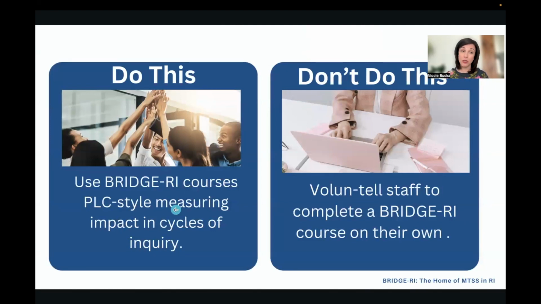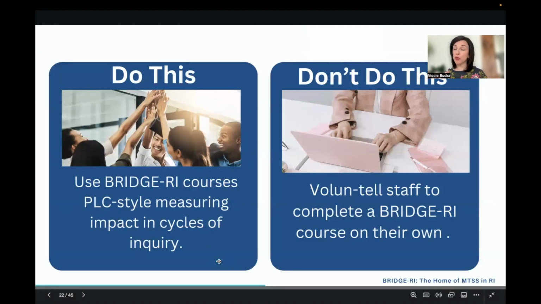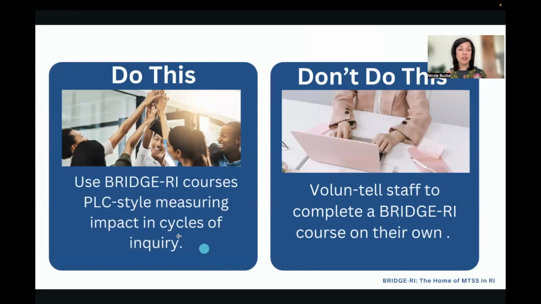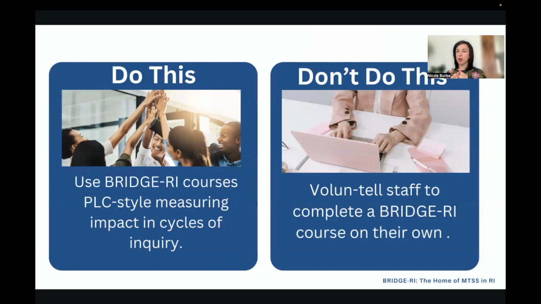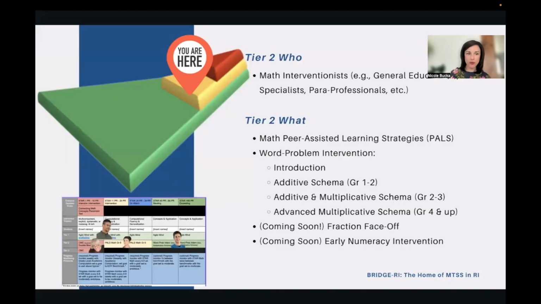What we want to see you do is build this into your school improvement plan for the year. We want to see you lay out Bridge courses PLC style. We want you to have a facilitator who's in charge of monitoring progress. And we want teachers to do a portion of a Bridge RI course, come together, talk about what they learned, talk about trying something in their classroom, and then come back together again. And the bottom of that map, the progress monitoring, will be how they will measure what's working in their cycles of inquiry. So now let's move to tier 2, right?